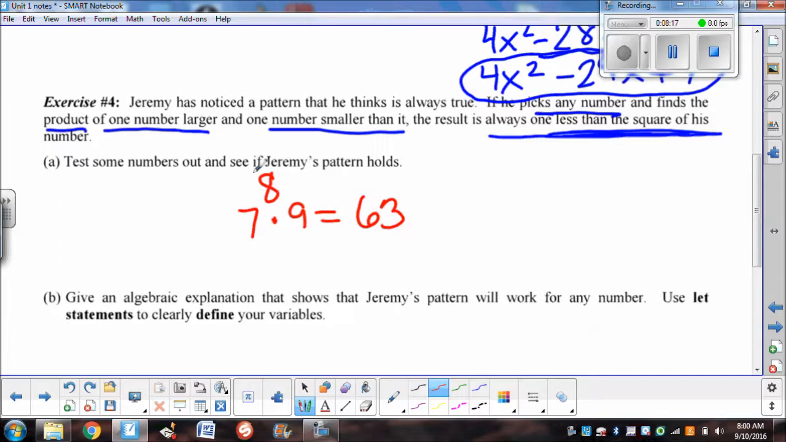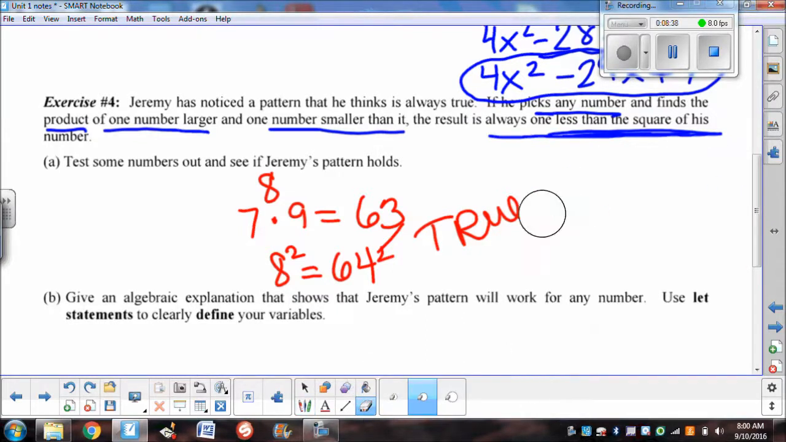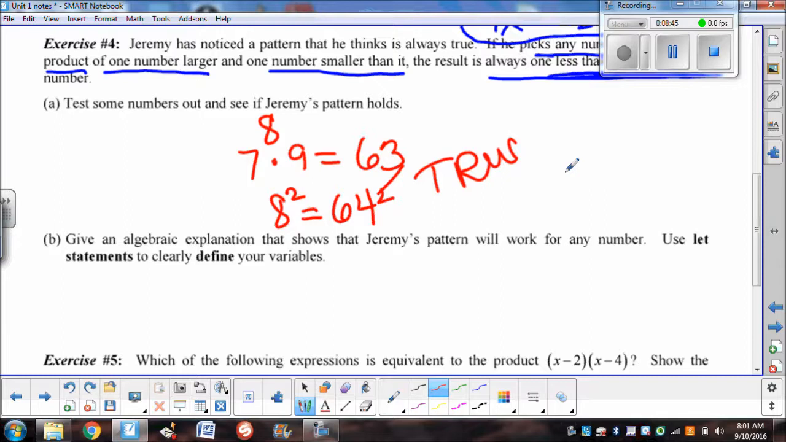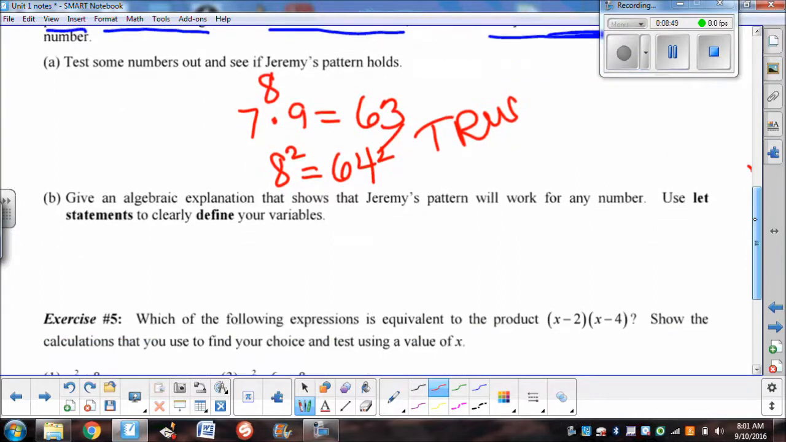It says the result, the answer, the 63, is always one less than the square of his number. So if I take his number and square it, what is 8 squared? It's 64. Is 63 one less than 64? Yeah, that is absolutely true. All day, every day. And I put 2 E's on the end of my true. Let's take that off. All right, so it says now, try a different number if you're questioning that. Try any number. Kind of cool.